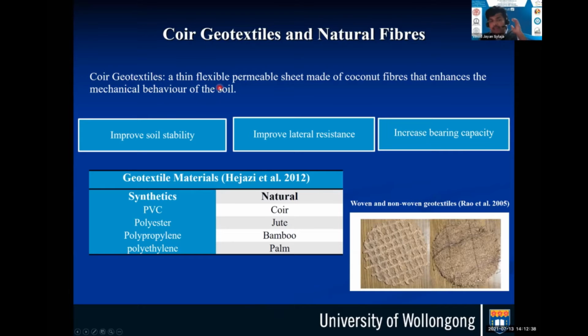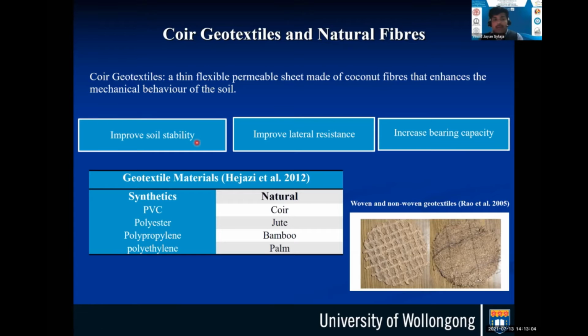And as I have mentioned earlier, we do have a lot of work carried out in this area for the last 2 decades to look at the improvement in the soil stability. For example, if you are looking at the slope stability, we have used Coir Geotextiles pretty comfortably in controlling the movement or the instabilities of the soil slopes.